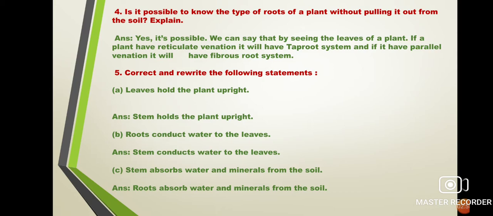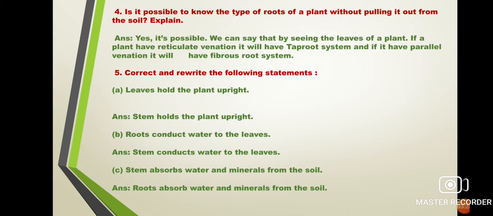Now there are 2 types of venation: one is parallel venation and the other is reticulate venation. If anyone asks you to tell the structure of the root of a plant, you cannot see the root from outside, so you would have to uproot the plant and see. But by finding the venation of a leaf, you can say what kind of root system it has.